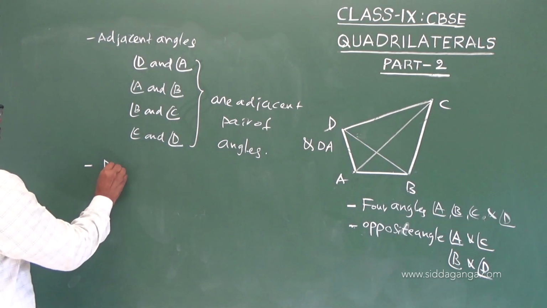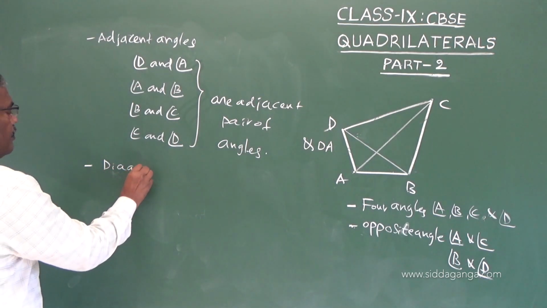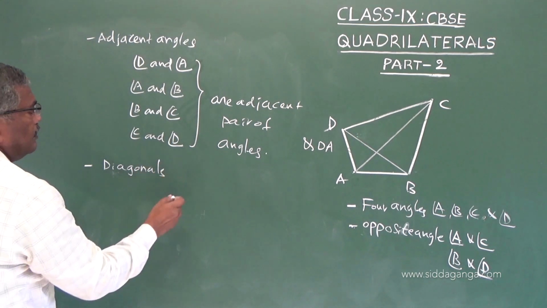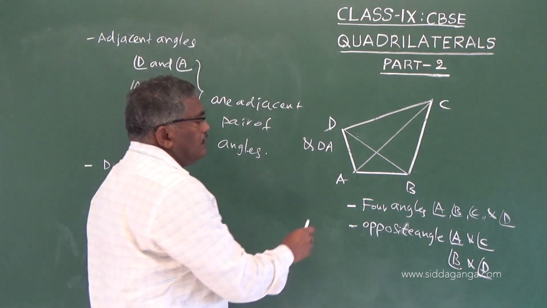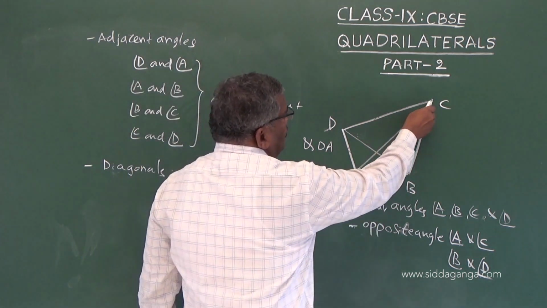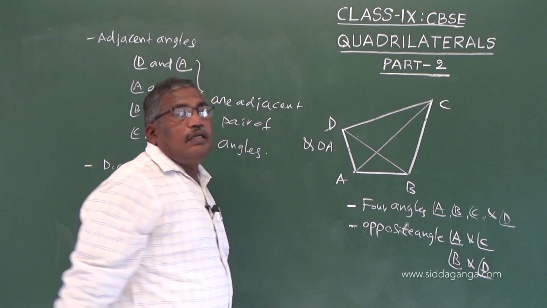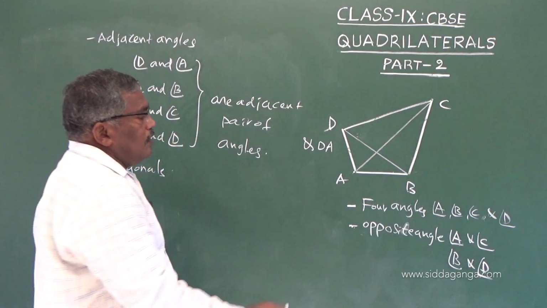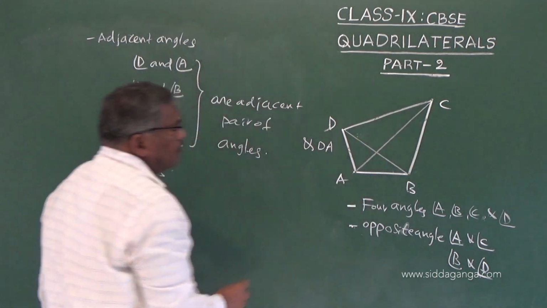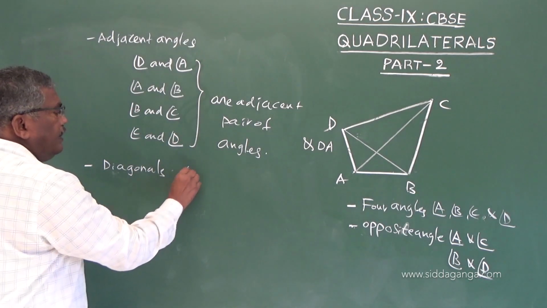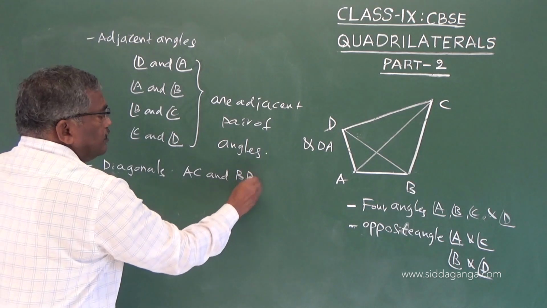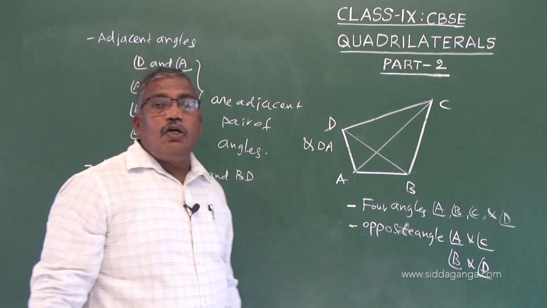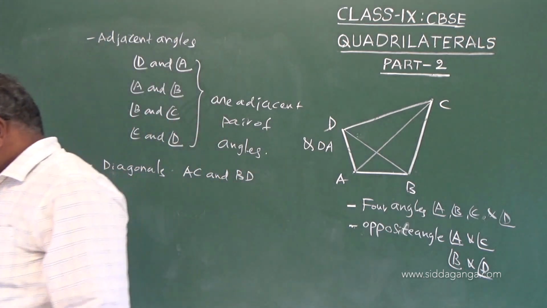So, diagonals. So, what are diagonals? The line joining the opposite vertices. So, therefore, AC and BD are diagonals. So, there are two diagonals in a quadrilateral.